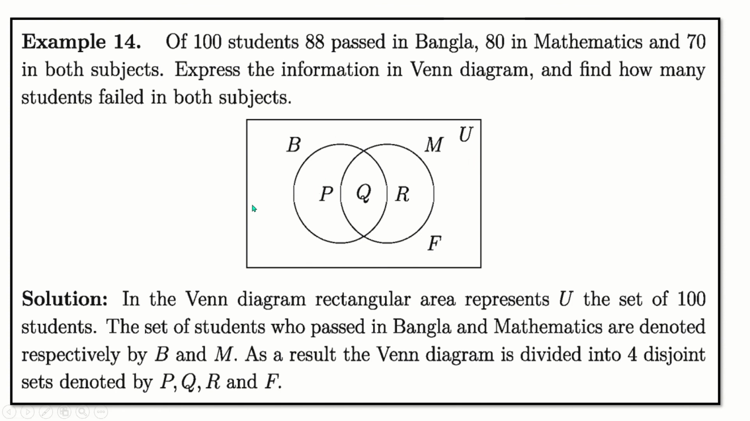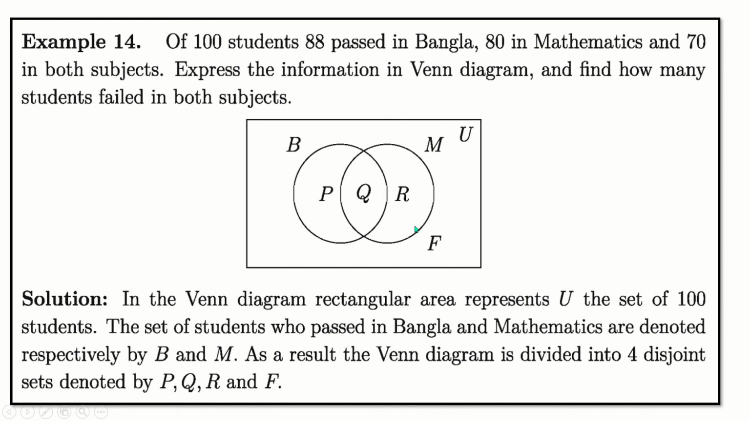But the total is 100. So F means outside the circular region, that means the left part of the rectangular shape, other than the circular part. When we subtract 98 from 100, we get F equal to 2. This is the required answer. That means the number who failed in both subjects. Failed in both subjects is this part, other than the circular shape.